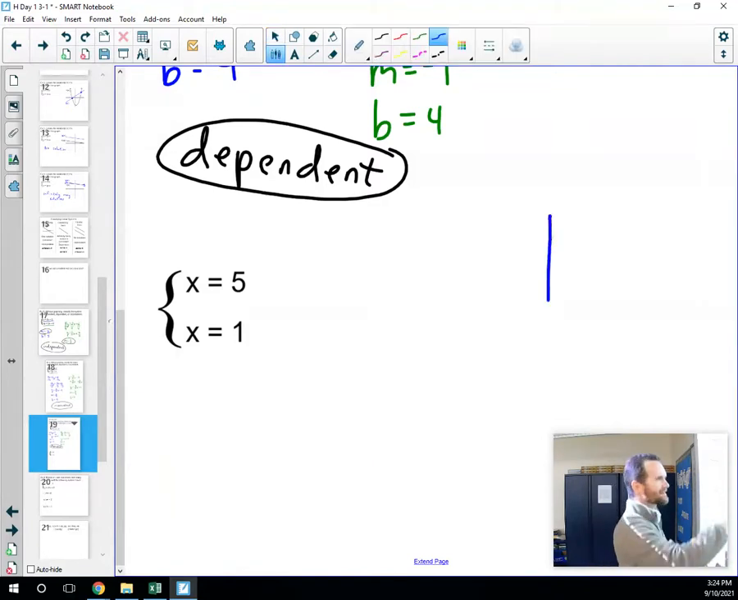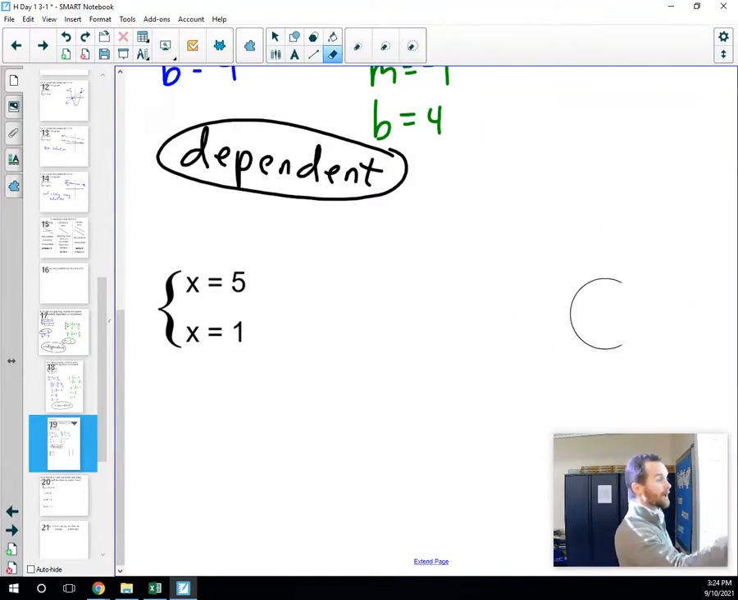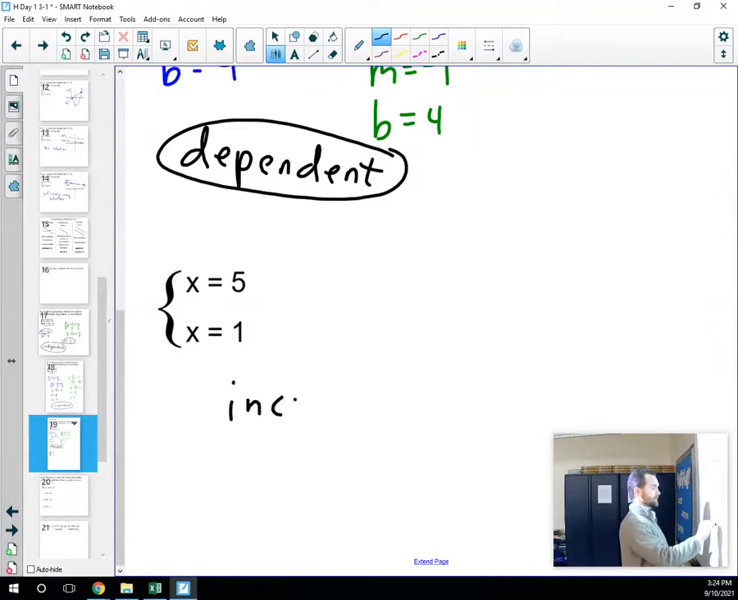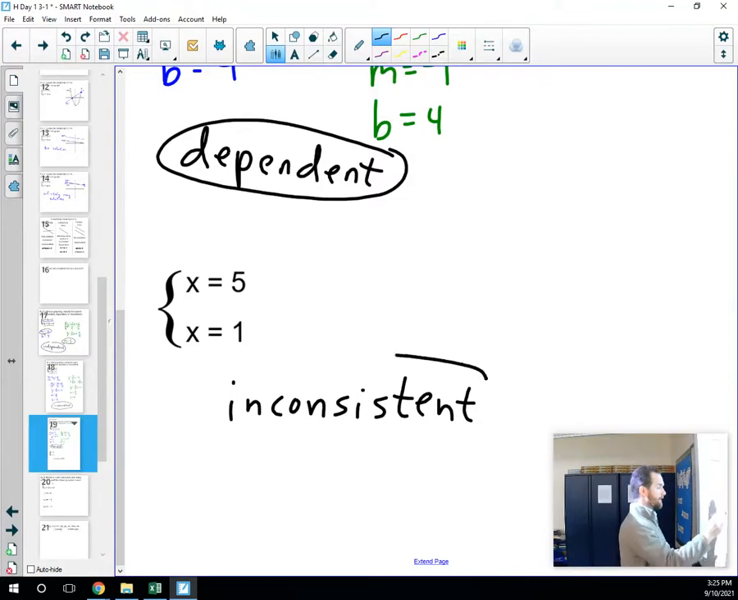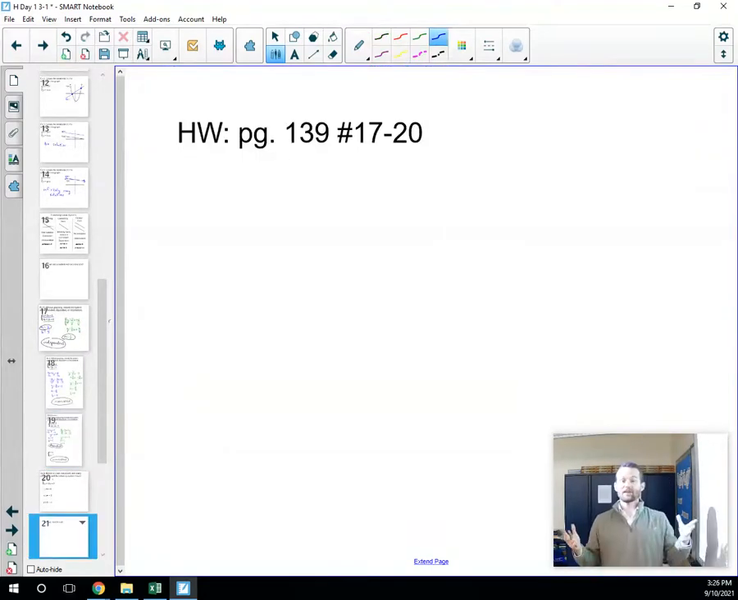So essentially that means the 2 lines are going to be parallel. They're never going to touch. So if they're parallel, there's no solution. That means it is inconsistent. Inconsistent. And we are finished. And that's our lesson for today.